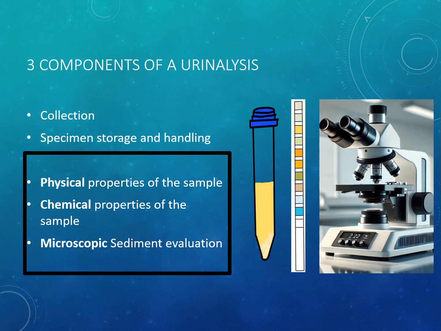Okay, so to run a urinalysis, the first thing we have to do is obtain a sample. That is collection, and we'll talk more about that in a second. And then also store and handle that sample in the correct manner. So when we run the urinalysis, there are three components, again, and those are the physical, where we observe and smell and look at the urine, the chemical, where we run certain chemical tests on the urine, and the microscopic, where we evaluate a slide of the urine under the microscope.